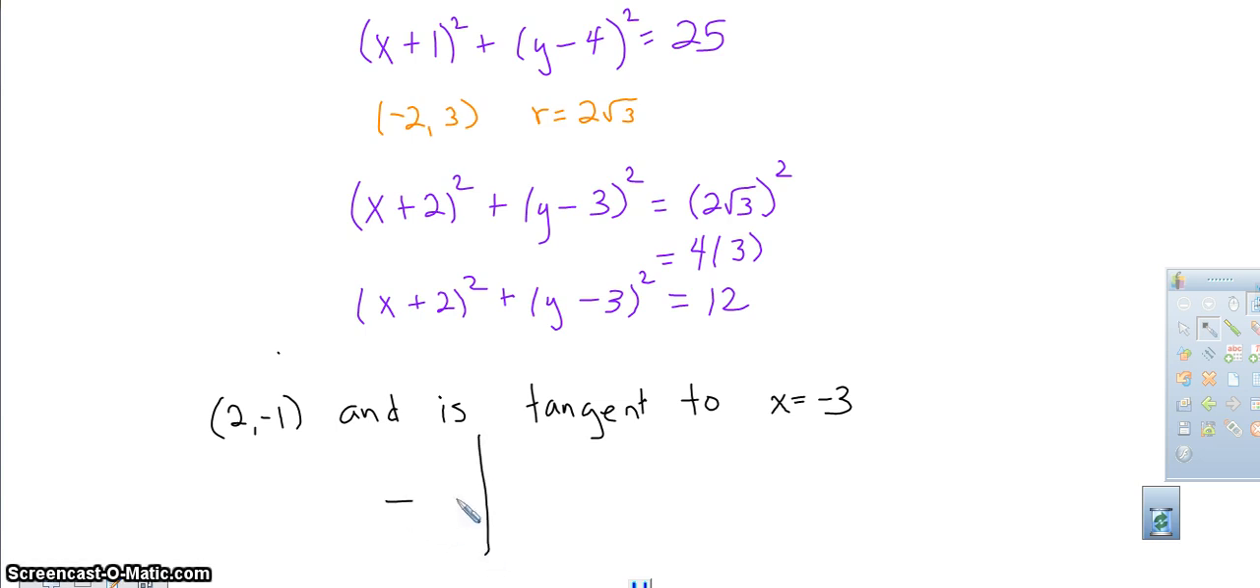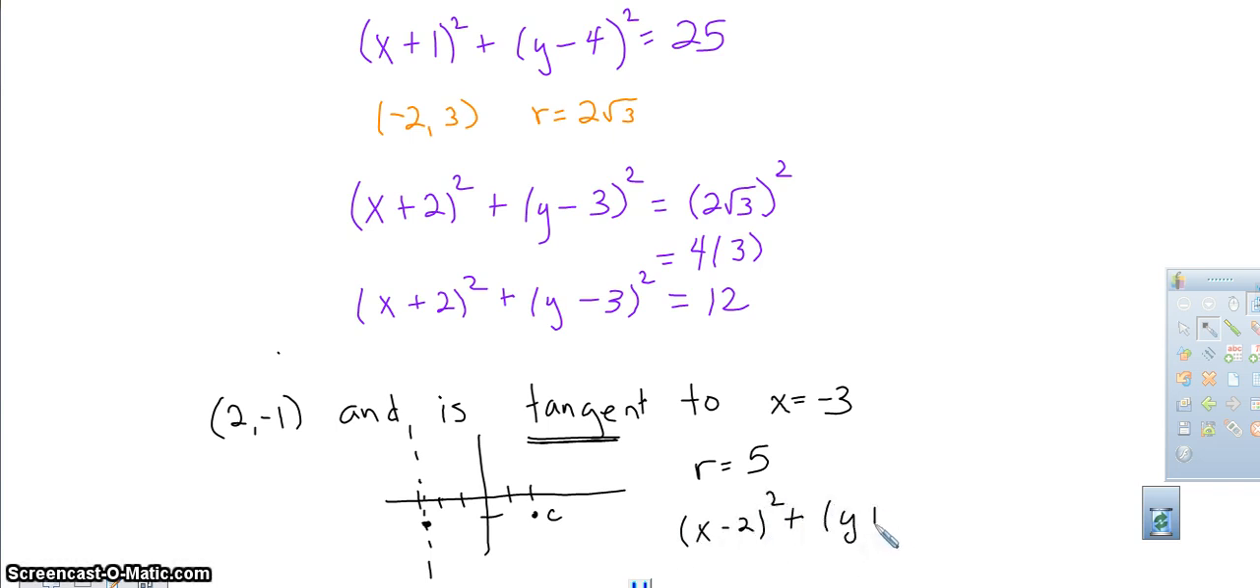Okay, so if the circle is centered at 2, -1 and is tangent to x equals -3, what you need to do is just visually think about what that looks like. The center is here. X equals -3 is a vertical line right here. And tangent means it touches once. You need to know that. Tangent means it touches once. So how far is it from the center to this one place it's going to touch? 1, 2, 3, 4, 5. So that means r is 5. So we have x minus 2 squared plus y plus 1 squared equals 25.